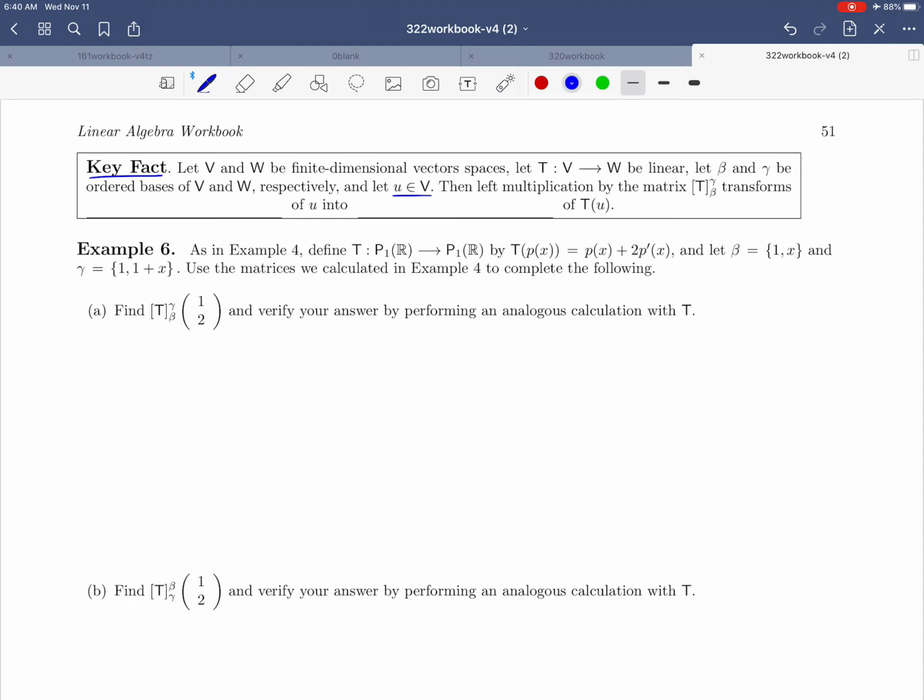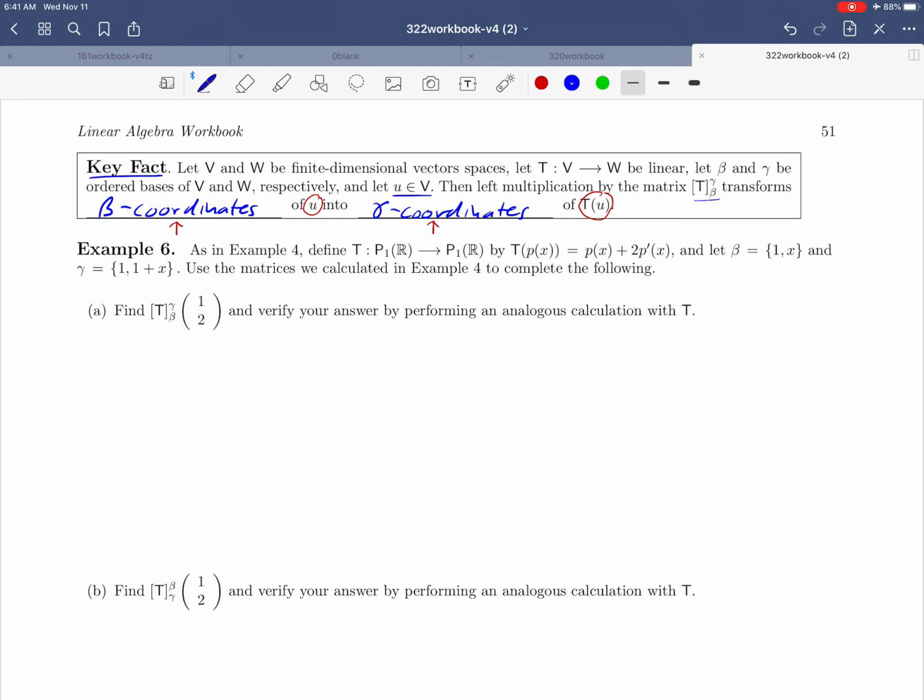Here goes. Then left multiplication by the matrix T beta to gamma transforms beta coordinates of U into gamma coordinates of T of U. So what this is saying is that the transformation itself takes an input U and spits out an output T of U. What the matrix does is it takes us from the beta coordinates of our input to the gamma coordinates of our output. That's in a nutshell what this matrix is telling us.